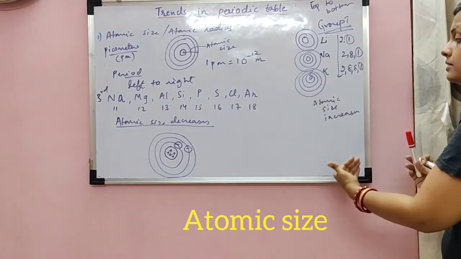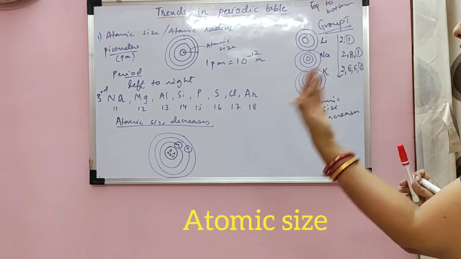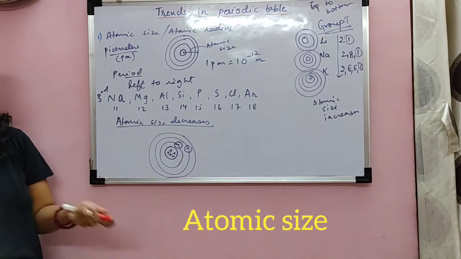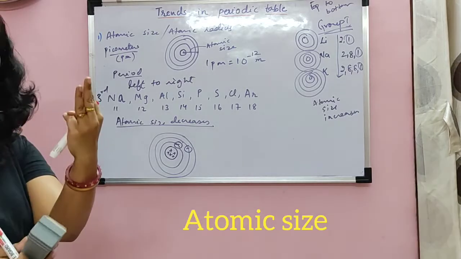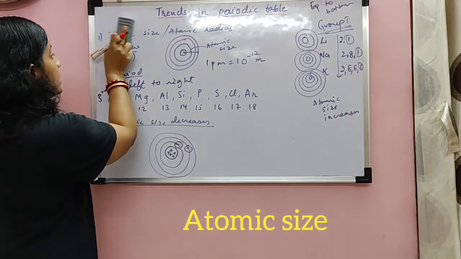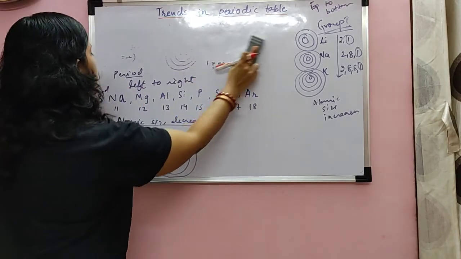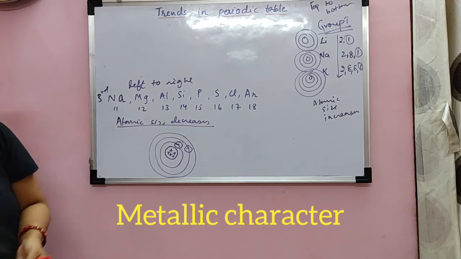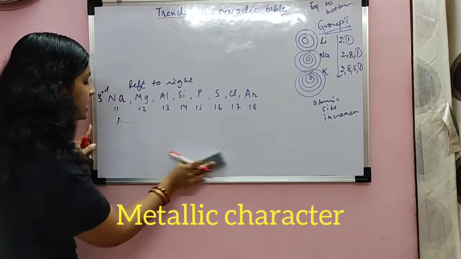So, atomic size increases in a group, but in a period, atomic size decreases. So this was about atomic size. Now the third characteristic, that is metallic character. Let us see what happens in metallic character.